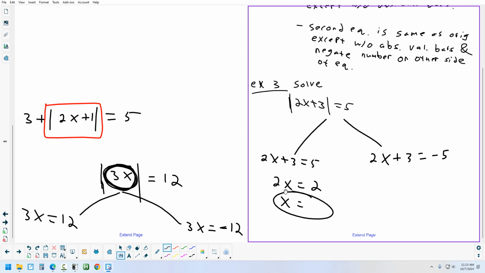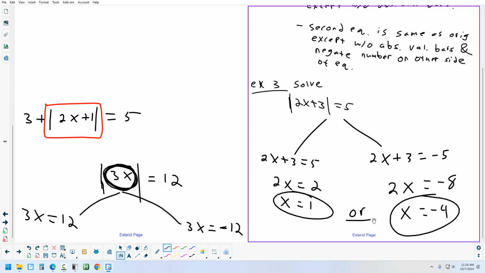x equals 1. And over here, we're going to get 2x equals negative 8 when you subtract 3 from both sides. And when you divide by 2, x equals negative 4. And technically, the word "or" is between those answers.